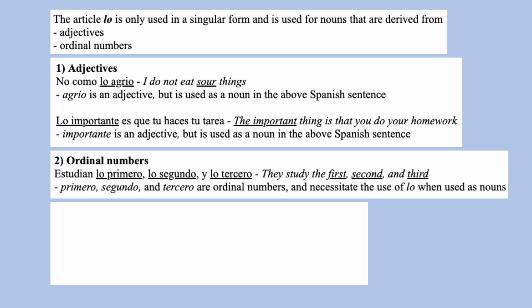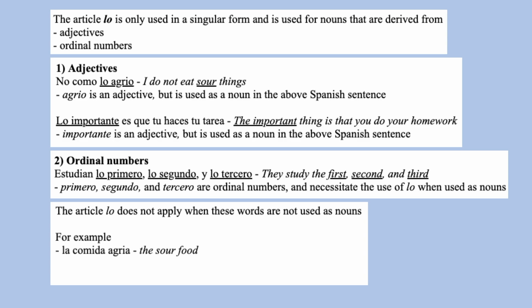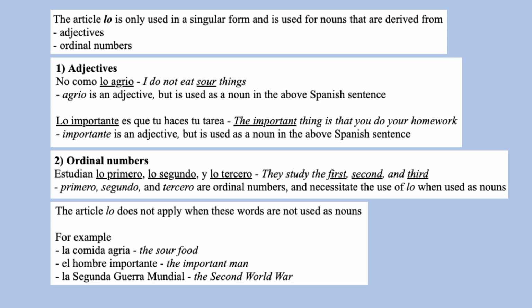For ordinal numbers, estudian lo primero, lo segundo, y lo tercero. So these are ordinal numbers, but they are being used as nouns in this example. So therefore we use the article lo. However, you will not use the article lo if these words are not being used as nouns. For example, la comida agria, el hombre importante, la Segunda Guerra Mundial. Agria, importante, and segunda are being used as adjectives, so we do not use the article lo.